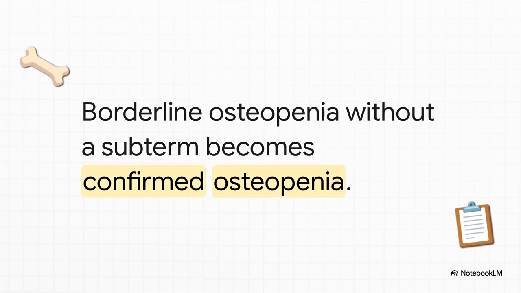Okay, let's bring this rule to life with a quick real-world example. Imagine you're reviewing a discharge summary and the provider documents borderline osteopenia. So, how do you code that? Well, you're going to go to your alphabetic index and look up the main term, osteopenia. Then you scan down the list looking for a subterm that says borderline. But guess what? You won't find one. And because it lacks a dedicated subterm in the index, our rule kicks in and dictates that it absolutely must be coded as standard confirmed osteopenia. You don't downcode it to a symptom, and you definitely don't just ignore it. It becomes confirmed osteopenia. Boom, done.